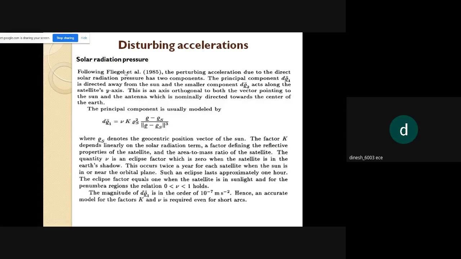So this was given by Schillinger during the year 1985, where the perturbing acceleration is due to the direct solar radiation pressure, which will have two components. One is dp1 double dot and the other is dp2 double dot, where dp1 double dot is directed away from the sun and dp2 double dot is along the satellite's axis. One is away from the sun, another one is along the satellite's axis.